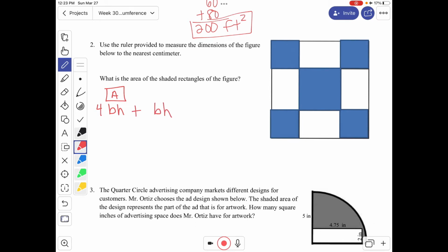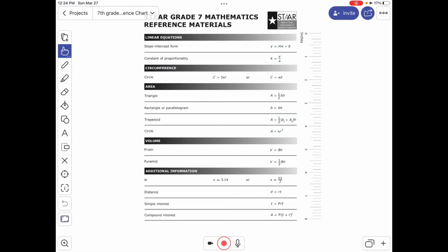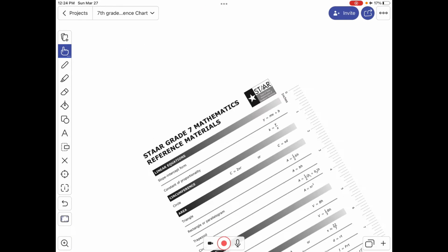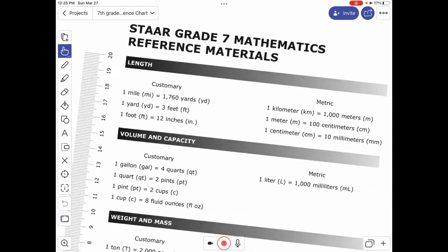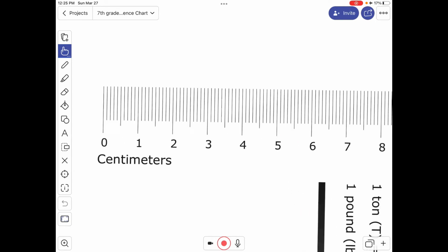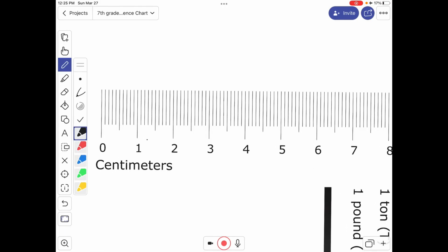It says to use the ruler provided. Remember, that's your mathematics chart. Your mathematics chart includes a ruler on the side. Now, the side I'm looking at says inches, and our problem said to use the centimeters. So I need to turn the page over and use the centimeter side. It says to the nearest centimeter, so that means we're going to measure it according to which one of these whole numbers it is closest to.